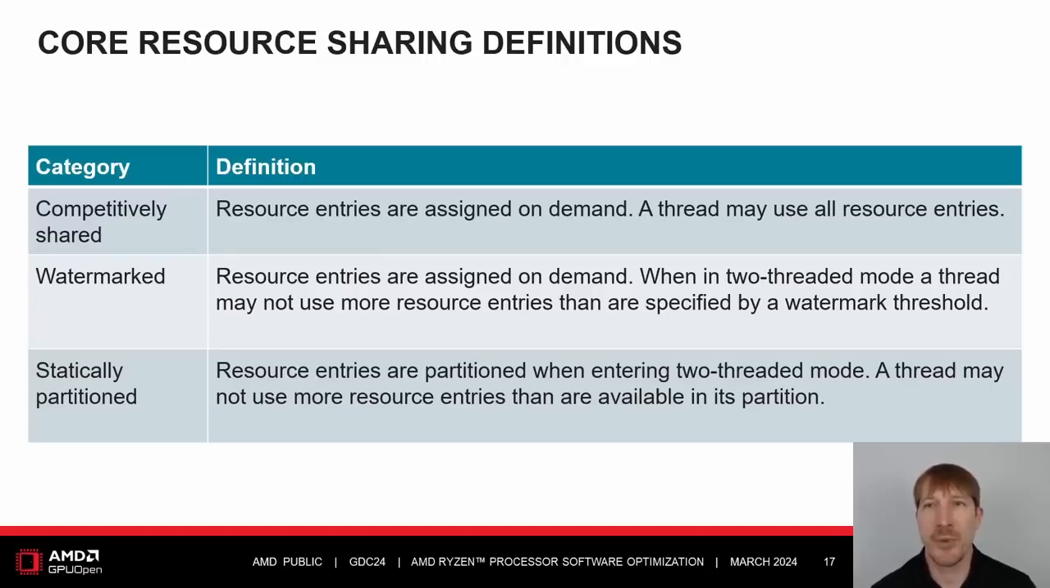Resource entries such as queue entries, caches, pipelines, and execution units can be competitively shared, watermarked, or statically partitioned while in two-threaded mode. Competitively shared: resource entries are assigned on demand. A thread may use all resource entries. Watermarked: resource entries are assigned on demand. When in two-threaded mode, a thread may not use more resource entries than are specified by a watermark threshold. Statically partitioned: resource entries are partitioned when entering two-threaded mode. A thread may not use more resource entries than are available in its partition. Resource entries are unpartitioned when exiting two-threaded mode.